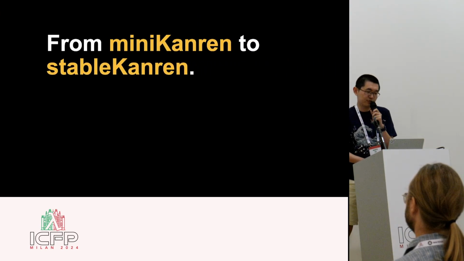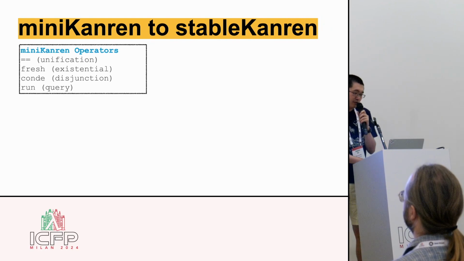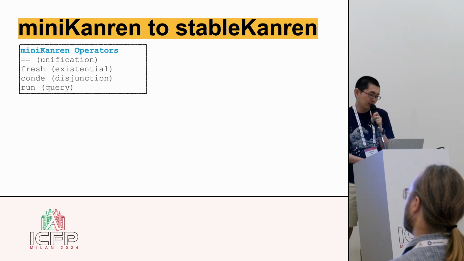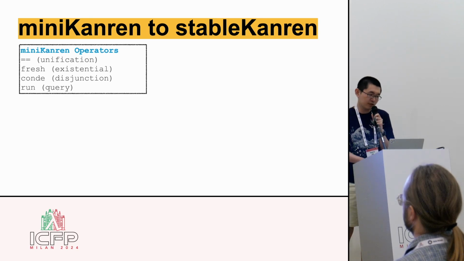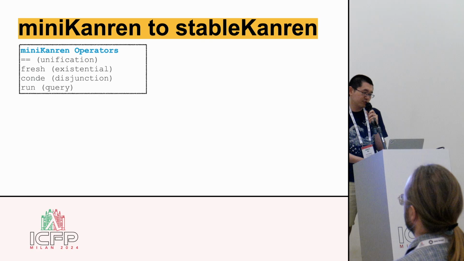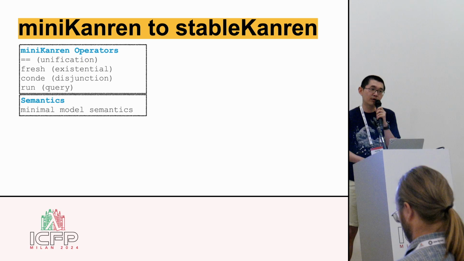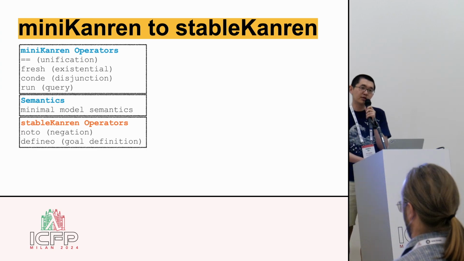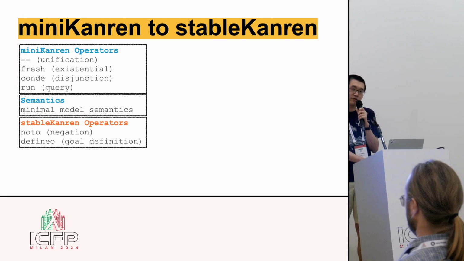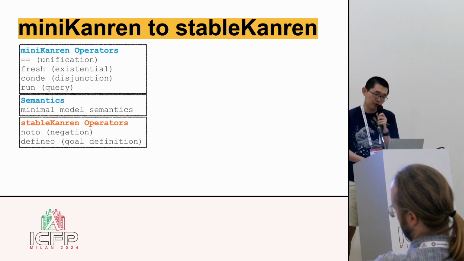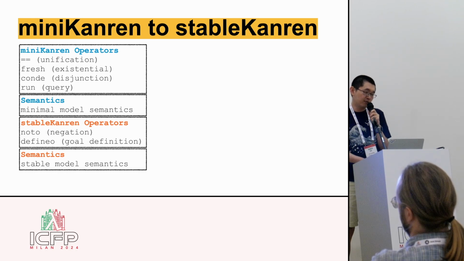First is the introduction. We're going from miniKanren to stableKanren. This is the standard miniKanren we all know about. It comes with four operators: the unification equal, a fresh to do the extension, conde for the disjunction, and run to run the query. The semantics of miniKanren is the minimum model semantics. Then stableKanren extends miniKanren with two more operators, the final and the nodal. Nodal basically does the negation. The final is a new wrapper to wrap two goal functions into one. The semantics behind stableKanren is the stable model semantics.